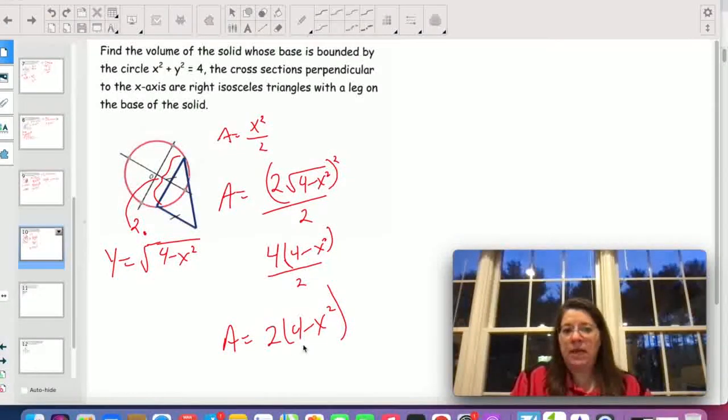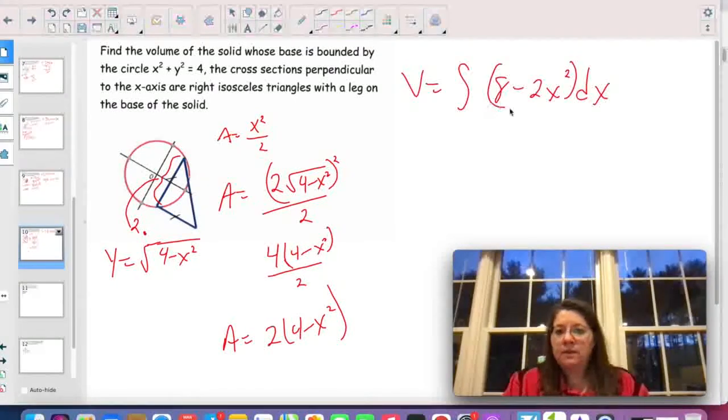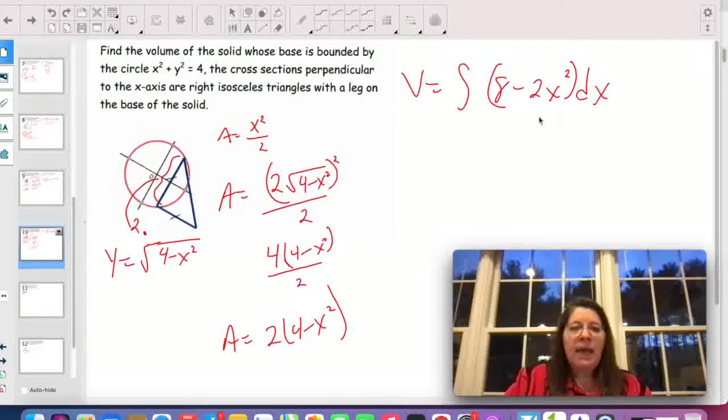I could distribute that. That's what goes in my integral. So my volume formula, the setup, this is my area formula. I've got dx to represent the thickness of the isosceles right triangles, and it's the same circle. It's perpendicular to the x-axis, so my boundaries are taken from the x-axis. It goes from -2 to 2.